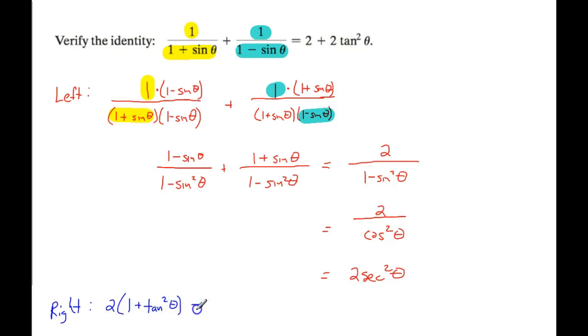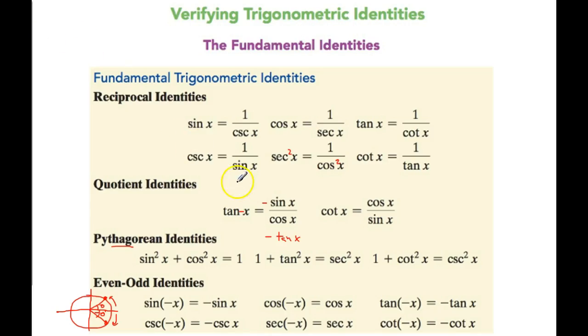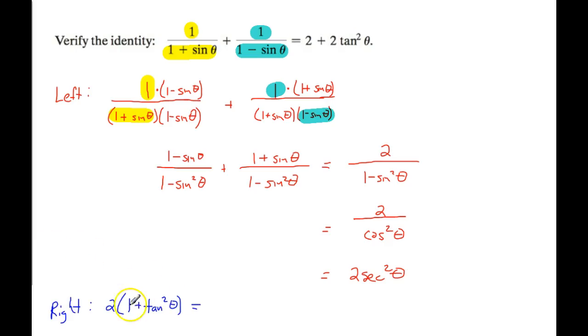Alright, now 1 plus tangent squared theta, that hopefully looks familiar to you. If it doesn't, you need to train your eye to see it. But 1 plus tangent squared is another Pythagorean identity. 1 plus tangent squared is the secant squared, and if you notice, that's going to solve this for us. 1 plus tangent squared is secant squared, so there's 2 secant squared theta. And we've shown that these two things are now equal. So the right side, I can get it to look like 2 secant squared. The left side, I got it earlier to look like 2 secant squared.